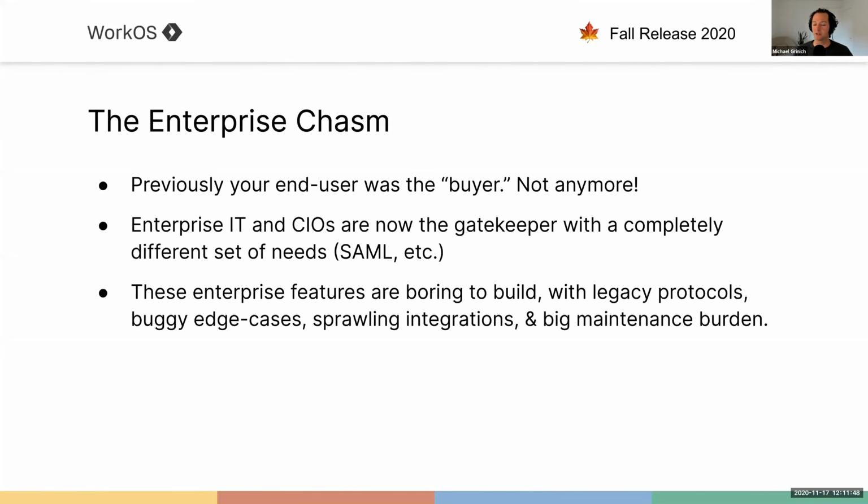And these enterprise features realistically are just kind of boring for your team to build. It's a lot of legacy protocols you have to integrate with, and there's buggy edge cases and sprawling different integrations. And over time, this becomes a big maintenance burden. Today, Slack's engineering team, I think about a third of them work on enterprise functionality. So it ends up becoming a really substantial investment, and that takes away from essentially core product development as well.